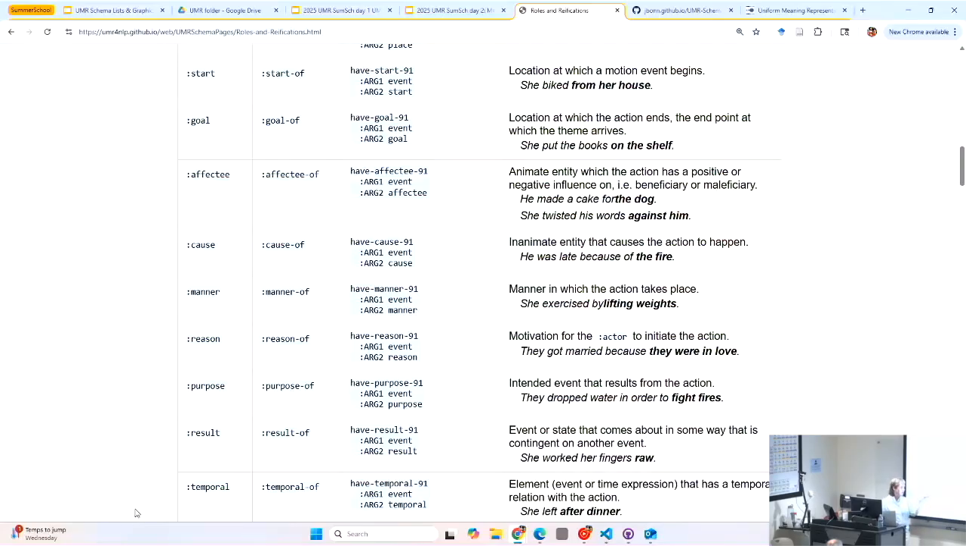Result is new. We agreed on that about the same time that we agreed on co-actor. So it's going to be resultatives. She worked her fingers raw. We were just using cause or the have-cause-91 rule set for that, but it just got to where that felt really weird sometimes. So we have our own role for it.